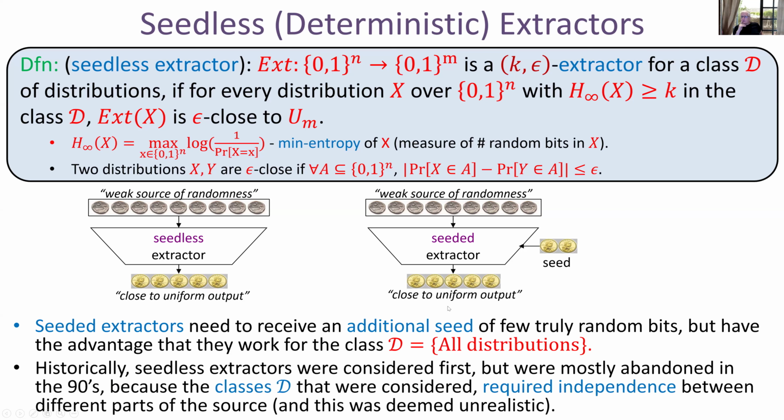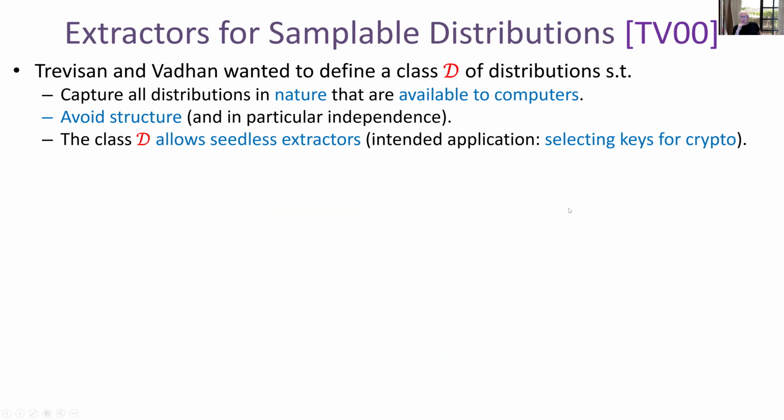And because of that reason, even though historically seedless or deterministic extractors were considered first, they were mostly abandoned in the 90s because the classes of weak sources that were considered in the literature at that time required a lot of structure, and they were deemed as unrealistic for modeling the kind of distributions that are available to computers in real life. And then in 2000, there was a very influential paper by Trevisan and Vadhan, and they wanted to return to seedless or deterministic extractors.